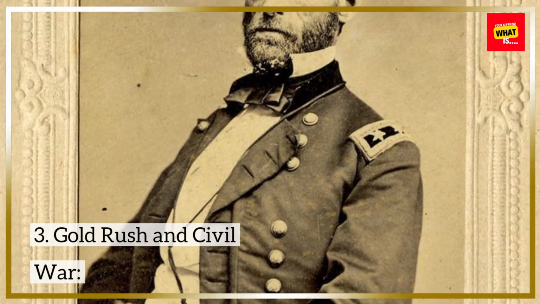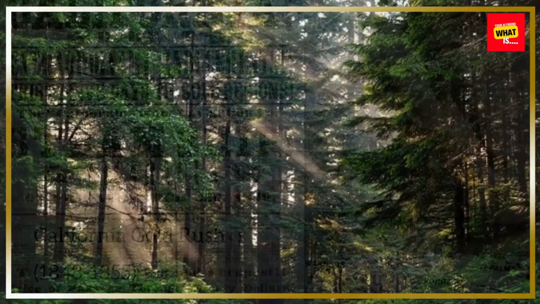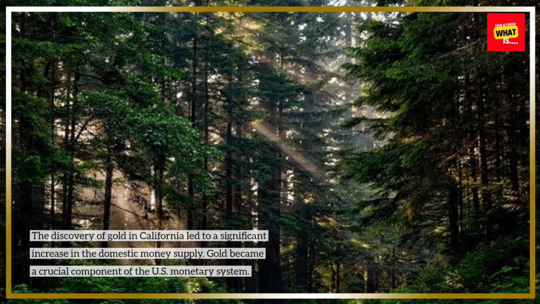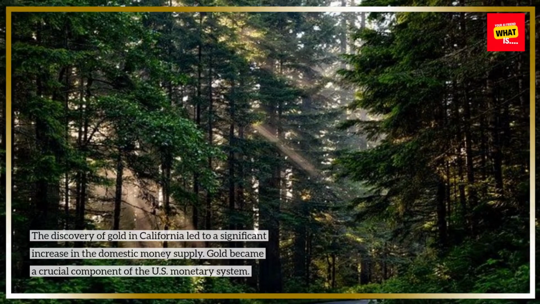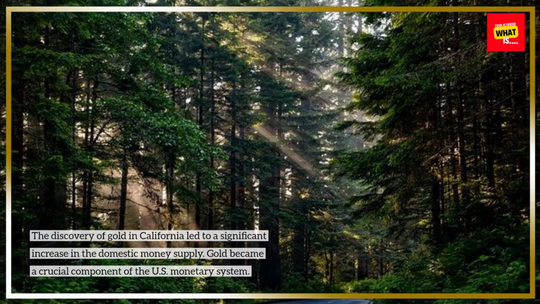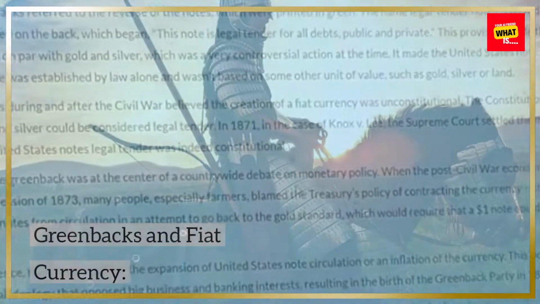3. Gold Rush and Civil War. California Gold Rush, 1848 to 1855. The discovery of gold in California led to a significant increase in the domestic money supply. Gold became a crucial component of the U.S. monetary system.